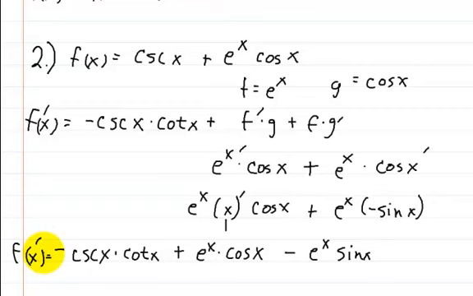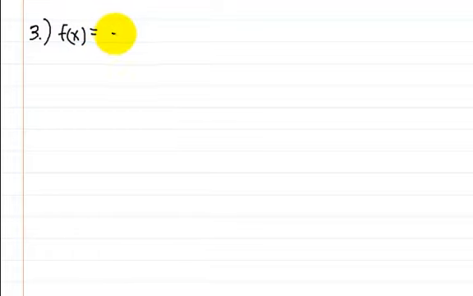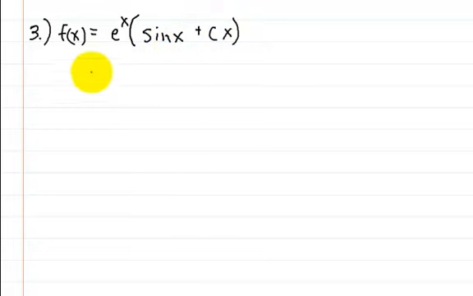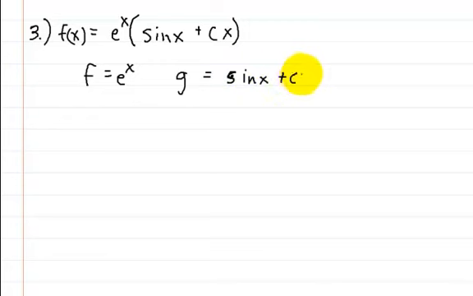Let's do number 3 now. Scroll down a bit more. Number 3 was f(x) = eˣ (sin(x) + cx). Here, again, the product rule is what we need to use. My f is going to be eˣ, and my g is going to be sin(x) + cx.